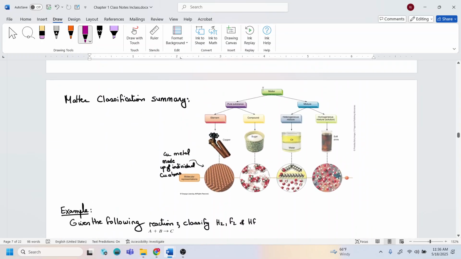So as a summary, matter is classified into a pure substance or a mixture. Pure substances can be either elements or compounds, and elements and compounds are made up of molecules, and molecules are made up of atoms, similar to heterogeneous mixtures and homogeneous mixtures. They are made up of molecules, and molecules are made up of atoms. So actually, atoms do constitute all matter.